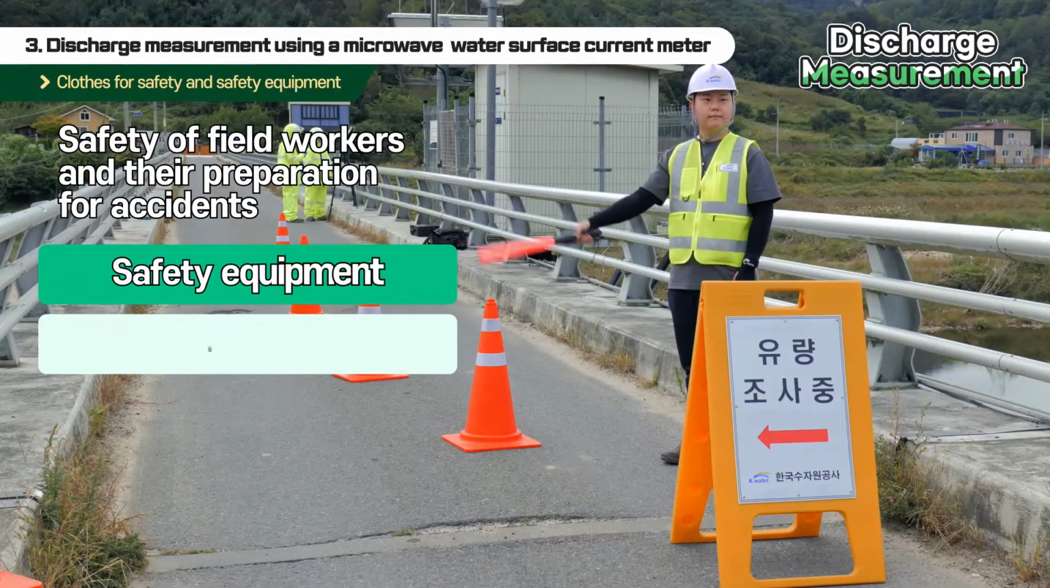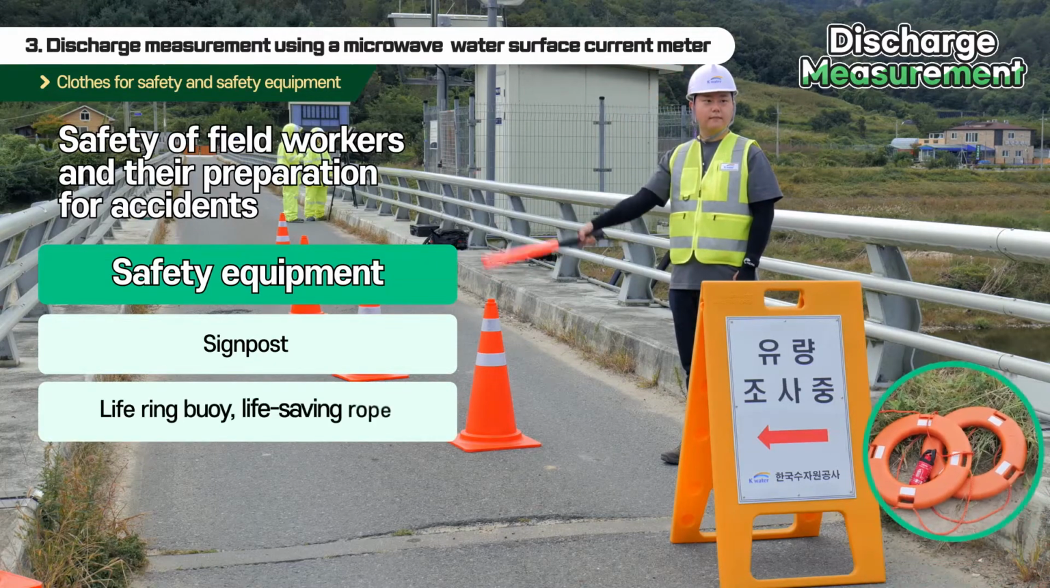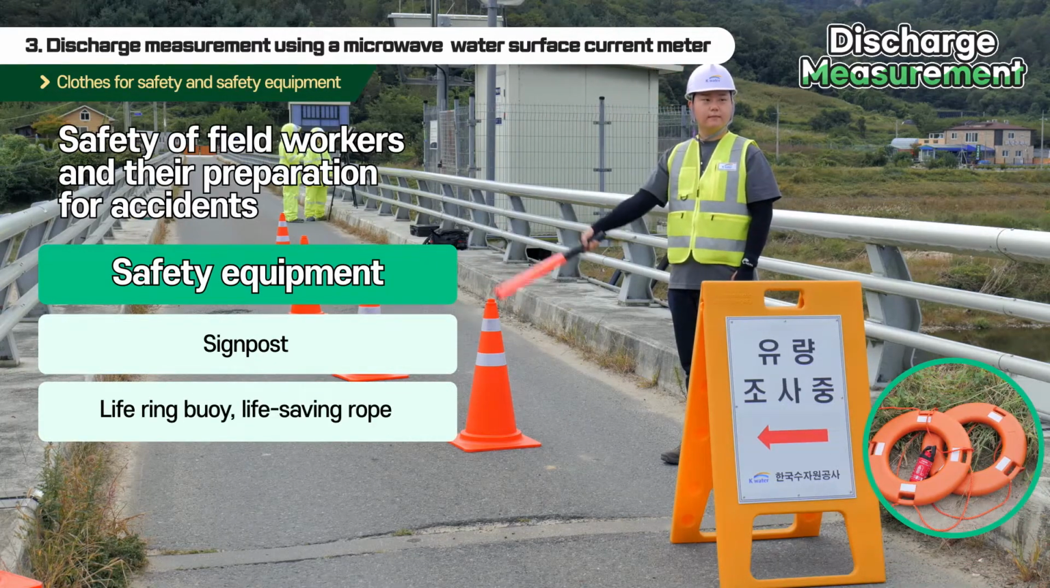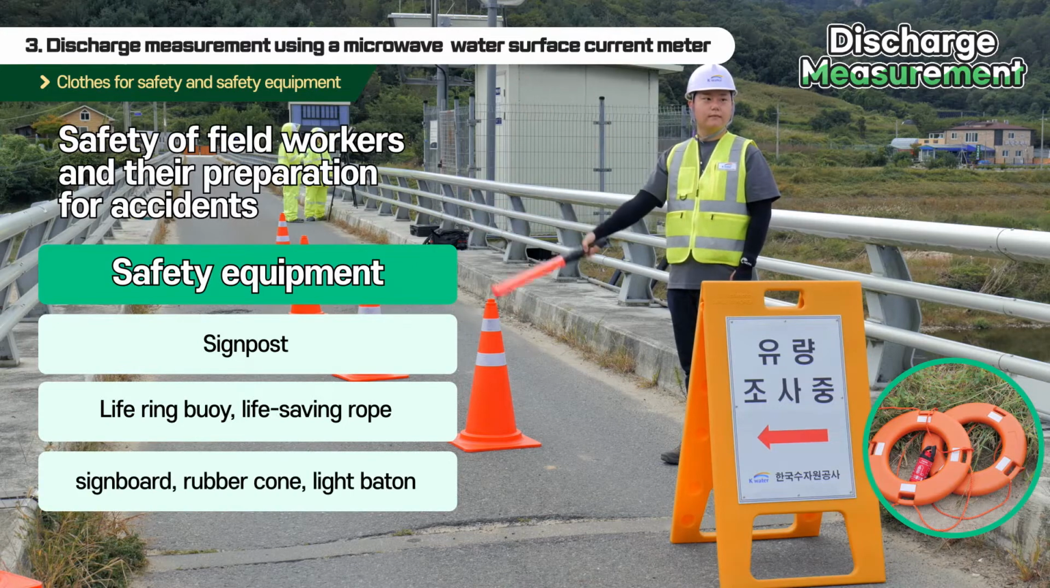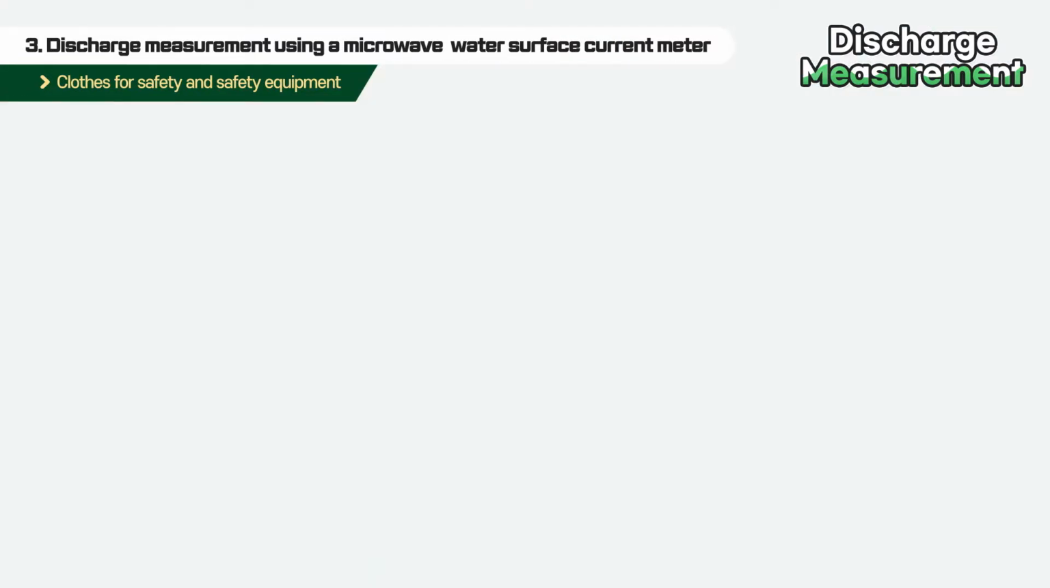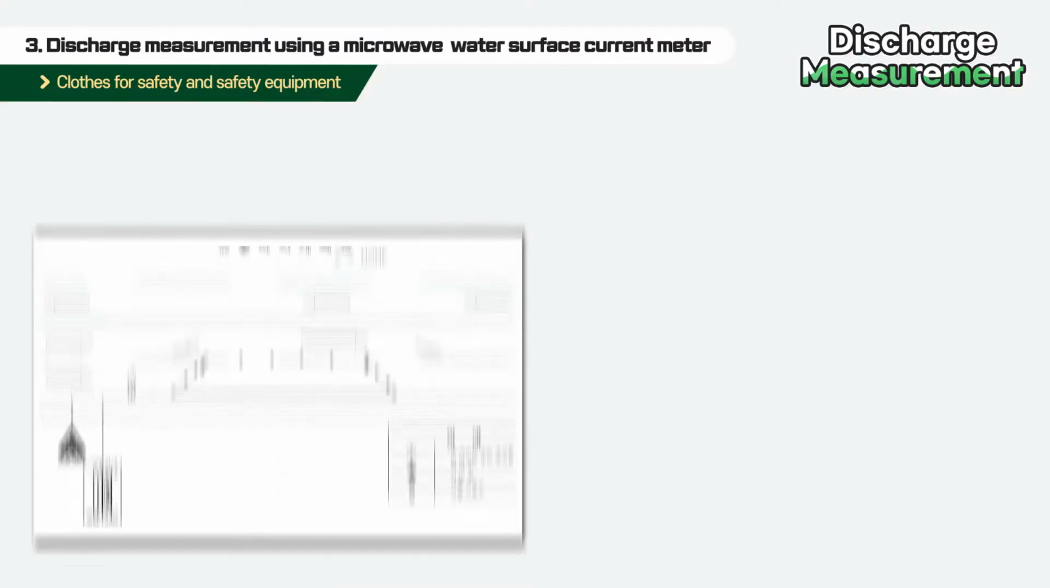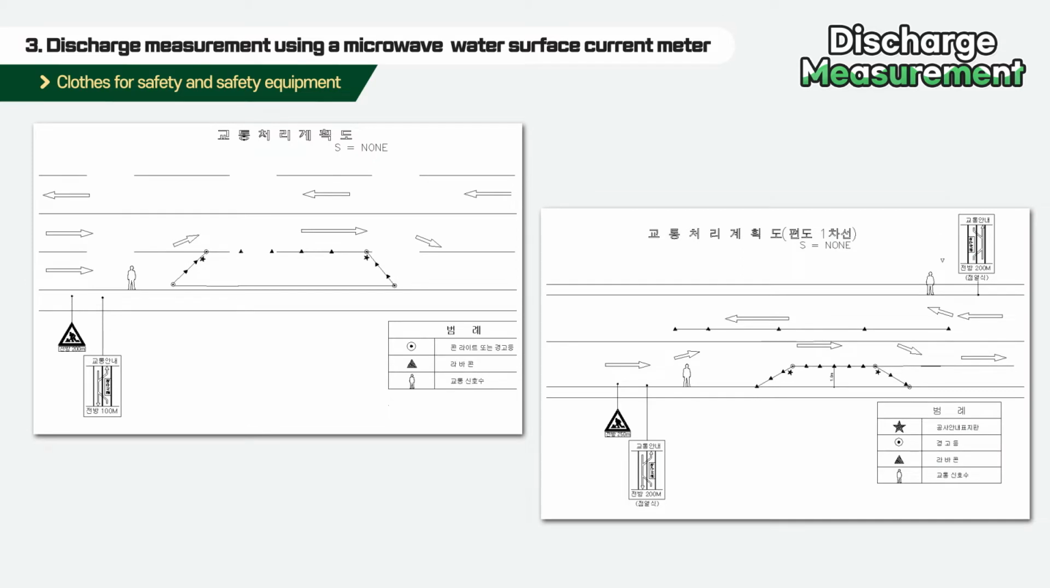Safety equipment includes a signpost, life ring buoy, and life-saving rope, signboard, rubber cone, light baton, and more. Safety equipment should be installed to distinguish between the measurement area and the vehicle passageway and to protect the on-site workers. It should be manufactured and installed so that it can be seen from a distance at night.